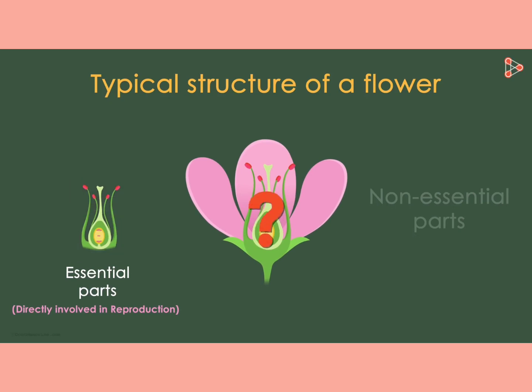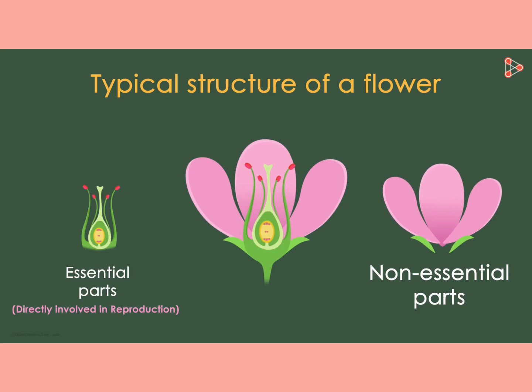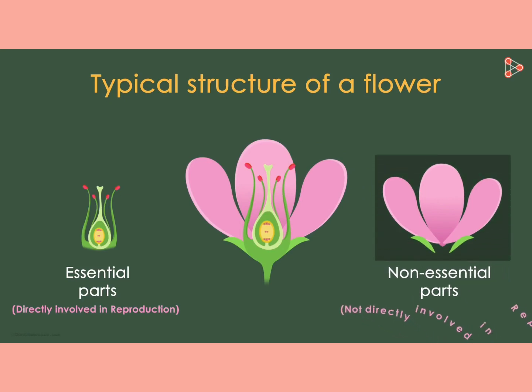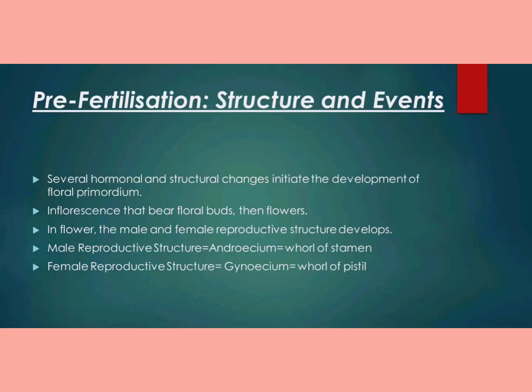Role of sepals is to protect the flower in its bud condition, while role of petals is to attract the pollinators so that pollination may occur. In both the cases, they are indirectly involved in reproduction. Hence, they are known as non-essential parts of the flower. Let us see pre-fertilization structures and events of the flower.